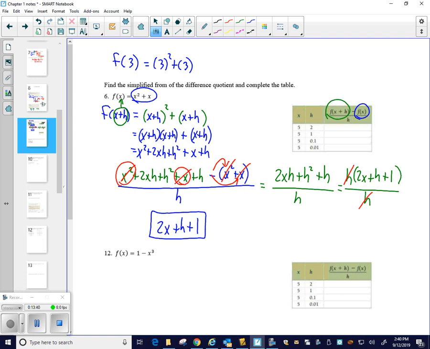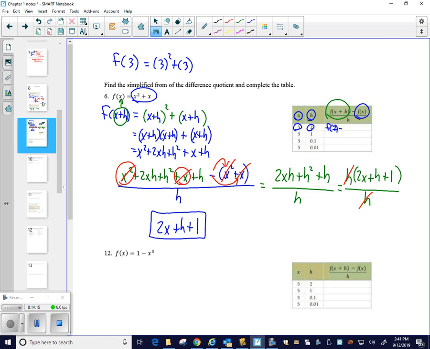Now, if I'm going to use the table here, I'm actually going to have values to plug in for h. So this is actually going to make things a little bit easier, but this is where I'm going to have to use the calculator as well. So here's x, here's h. If I want to do f of x plus h, that means I need to add x and h together. So x plus h here is 7. So the first one, x plus h is 7. If I add the x and the h together, I get 7. So I need to do f of 7.